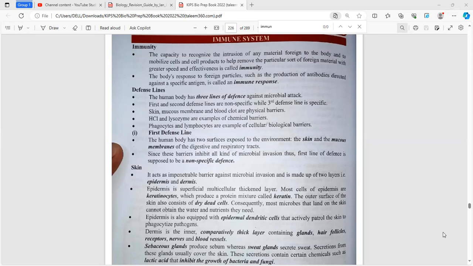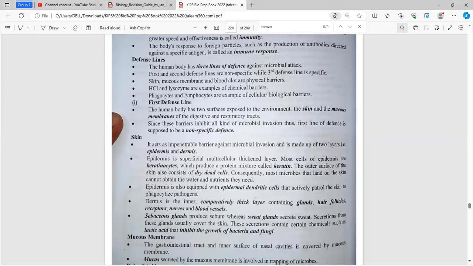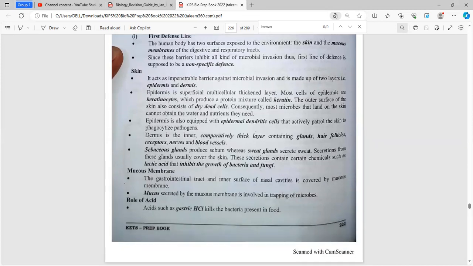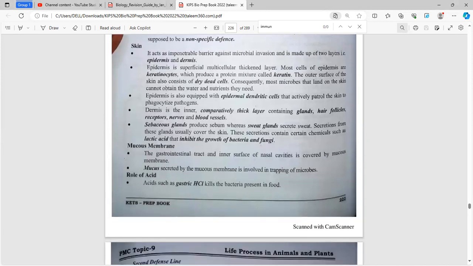Also, the sweat, which is released along with sebum in the armpits as well as all over the body, contains certain chemicals. It contains lactic acid, which inhibits the growth of bacteria and fungi, and thus it is responsible for the foul-smelling odor, which is released when the bacteria and fungi are killed.